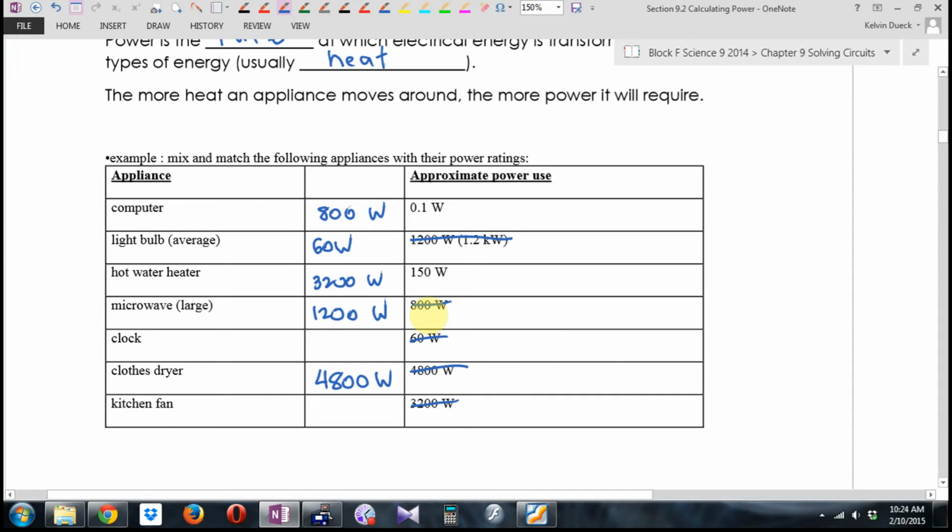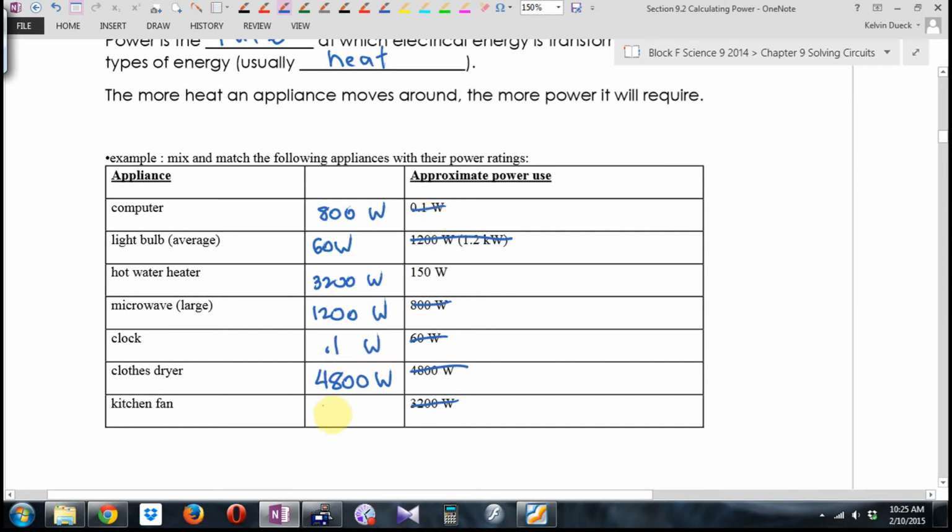Of the two that are remaining, what uses very little power? What can run off of a small battery for a very, very long time? Clock. A clock gives off almost no heat. A clock requires about 0.1 watts. So what does a kitchen fan require?